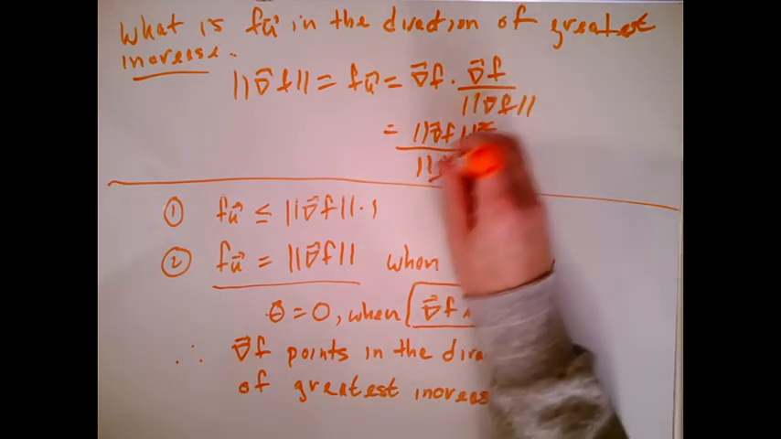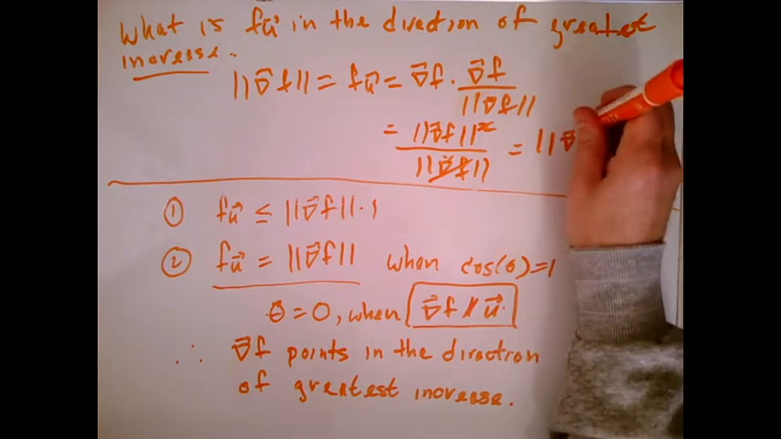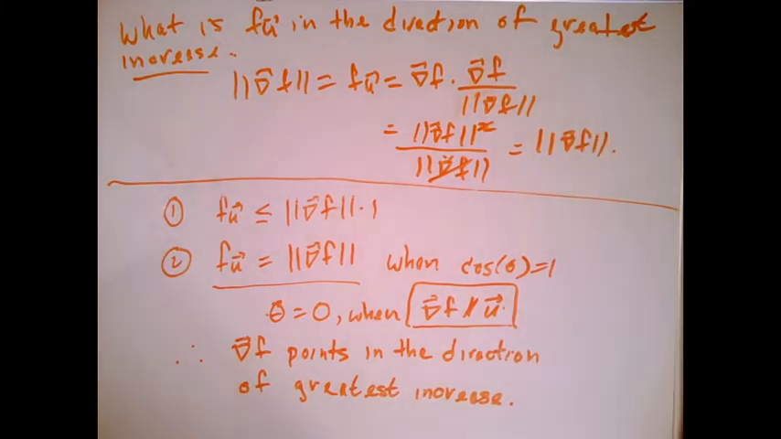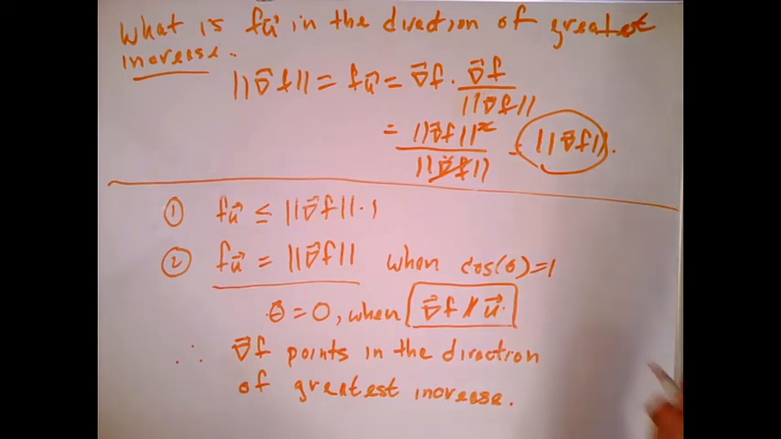And one of the lengths cancels, and we get what we thought we were going to get. Let's see here, what are we going to get? We're going to get that the length of the gradient vector is the slope in the direction of greatest increase. And those actually give us the two things we want. The direction of the gradient vector points in the direction of greatest increase, and the length of the gradient vector is equal to the slope in that direction.